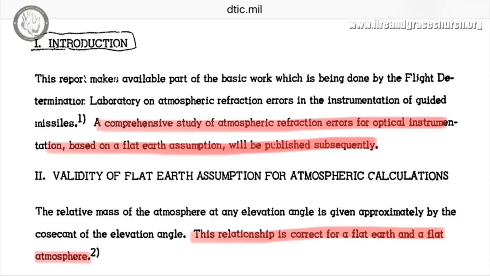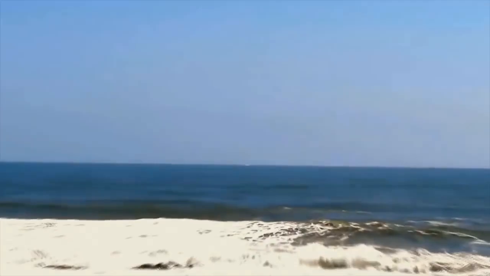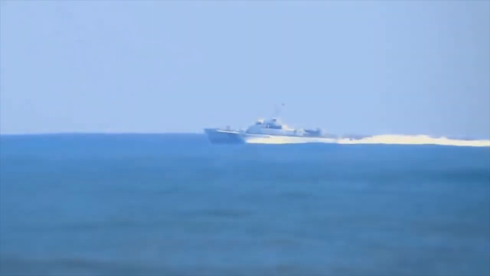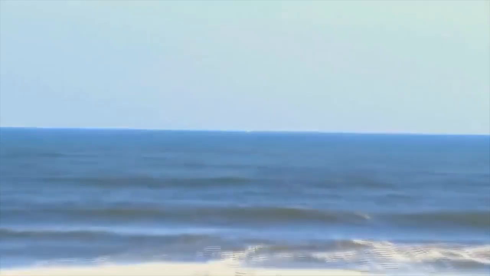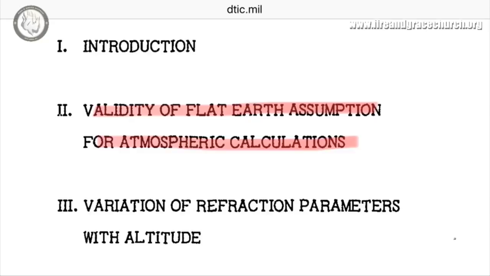So we just saw one document say, this is the correct underlying physics, flat non-rotating Earth. We see this document right here say, this is correct for any altitude. Validity of flat Earth assumption. Validity. They're not saying, okay, see what some of them say, that the flat Earth assumption is just to simplify things. But what this is saying is this so-called flat Earth assumption is valid. It's valid. Do you see it?